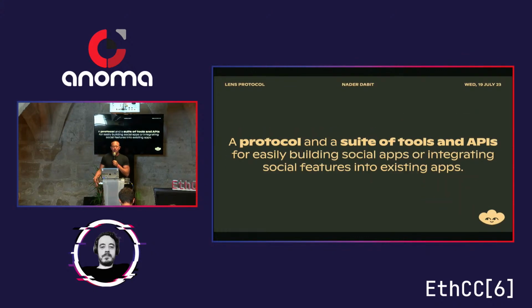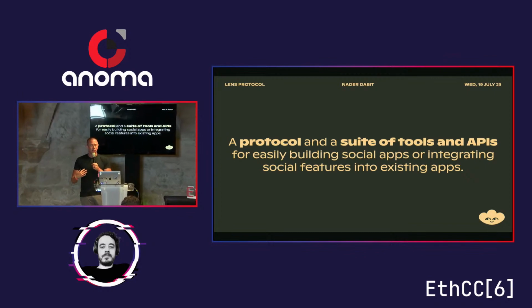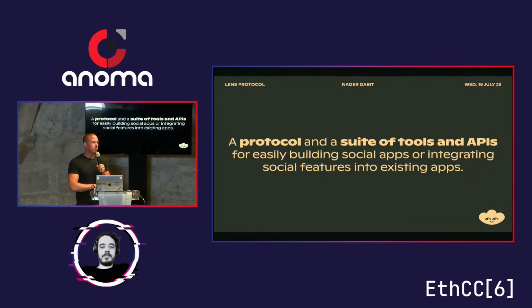When I'm talking to developers, I would say Lens is more of a protocol and a suite of tools and APIs for easily building social apps or integrating social features into existing apps. The general thing we say to the public is that it's the social layer of Web3, but in terms of the difference between a traditional social app and Lens, it's more of a developer platform. You could compare it to something like Auth0, Vercel, or Amazon Cognito, in terms of it being a service that you can build applications with.